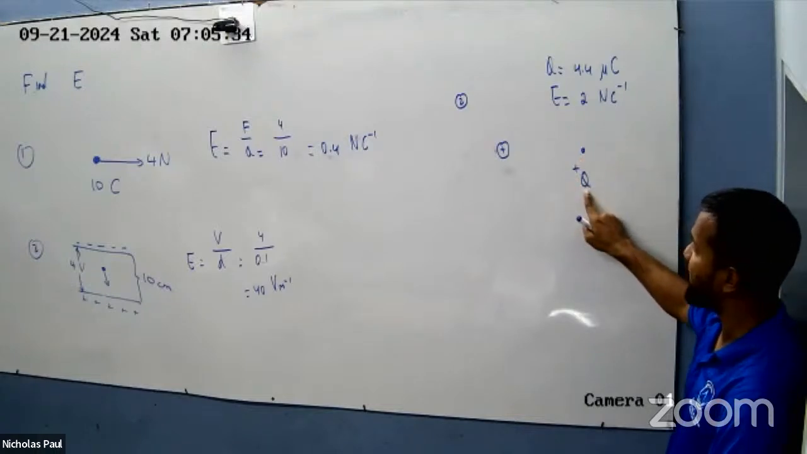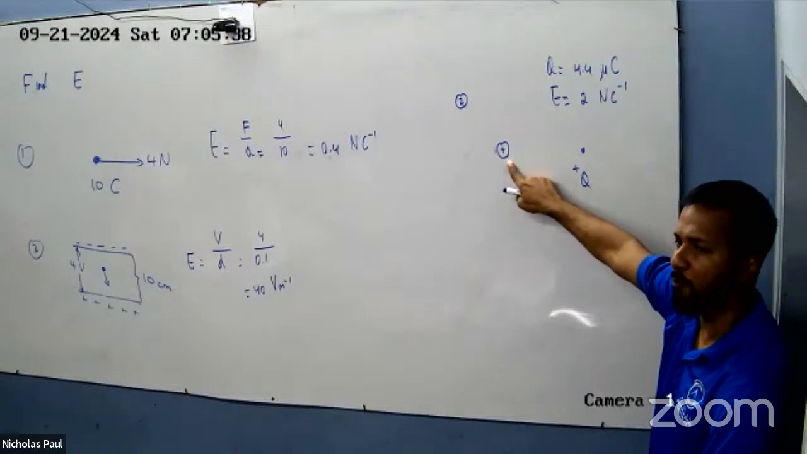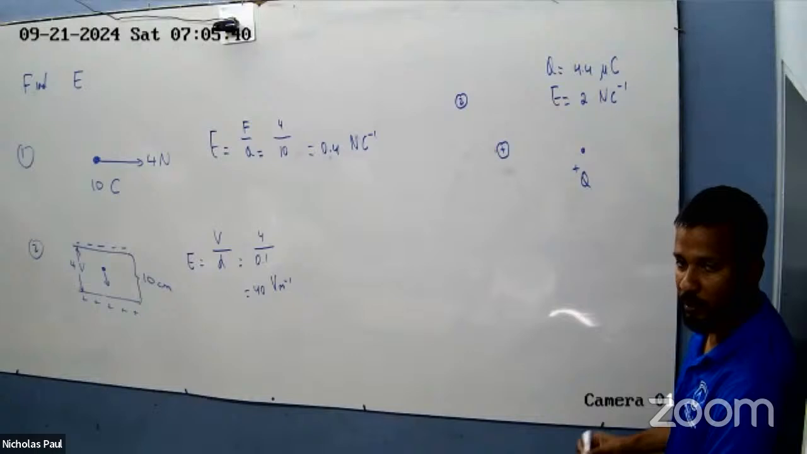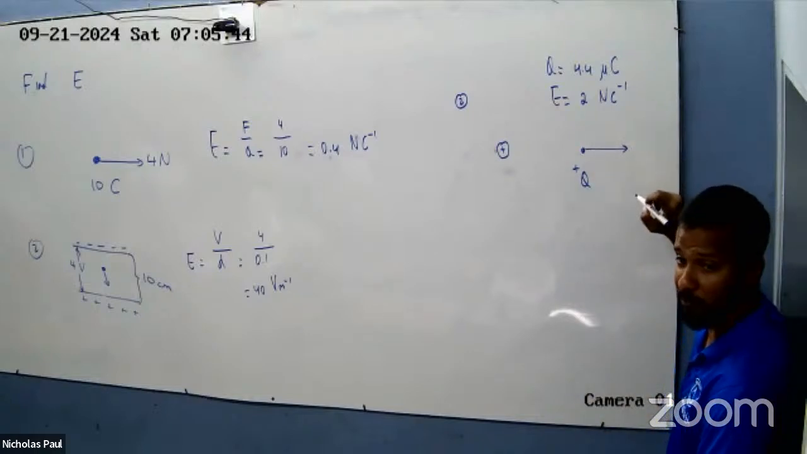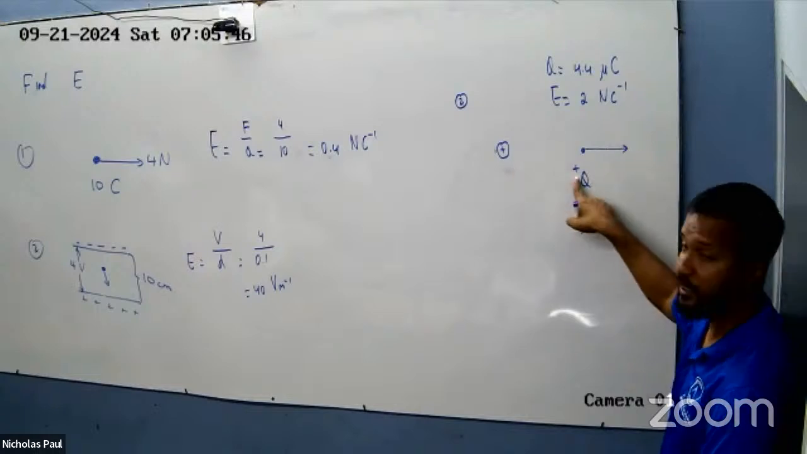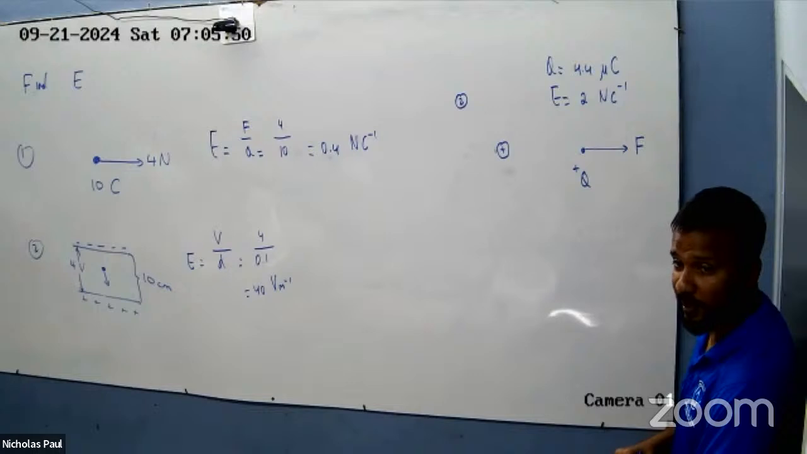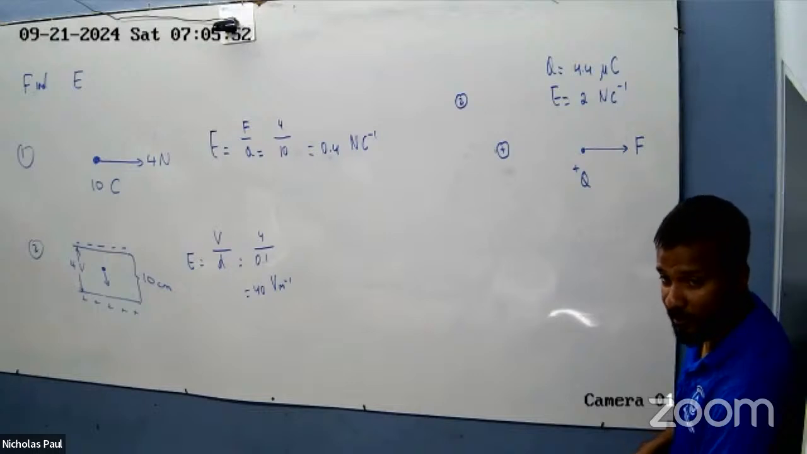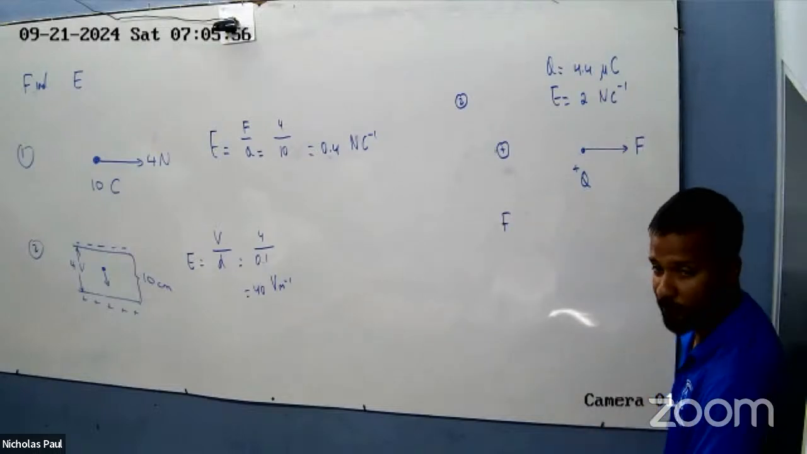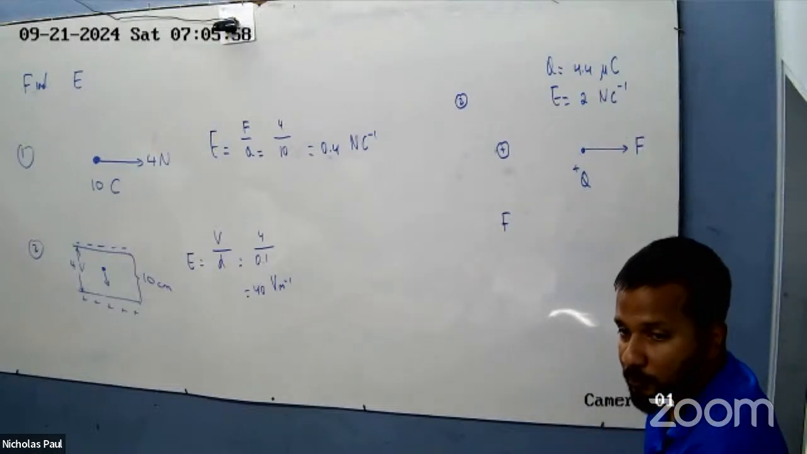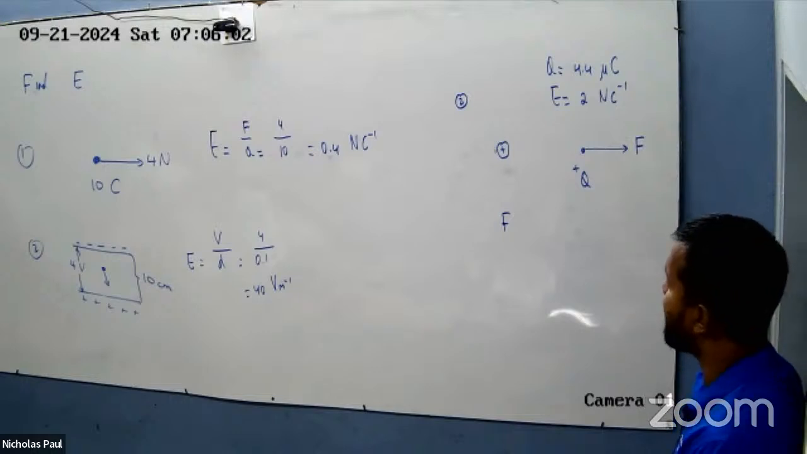There's a positive charge and this is also positive. So what direction will it move in? It will move away. Like charges repel. Like charges repel. So find F. Micro is 10 to the minus 6.